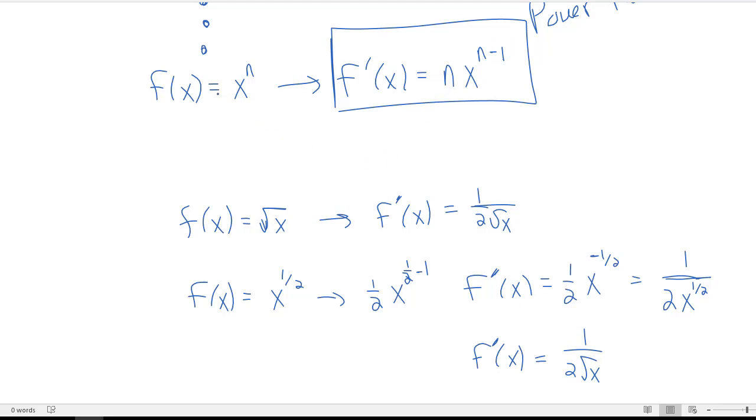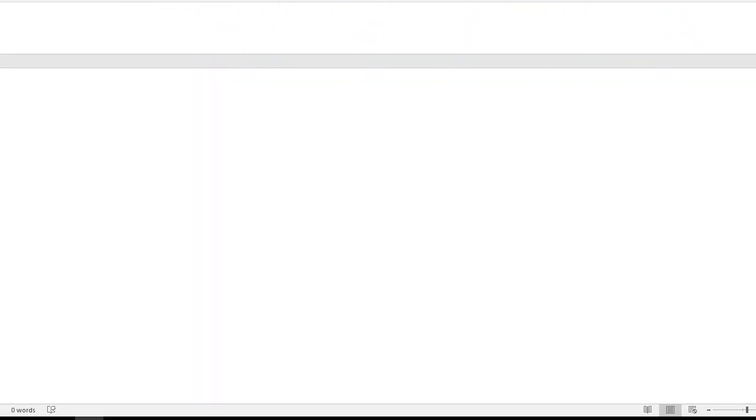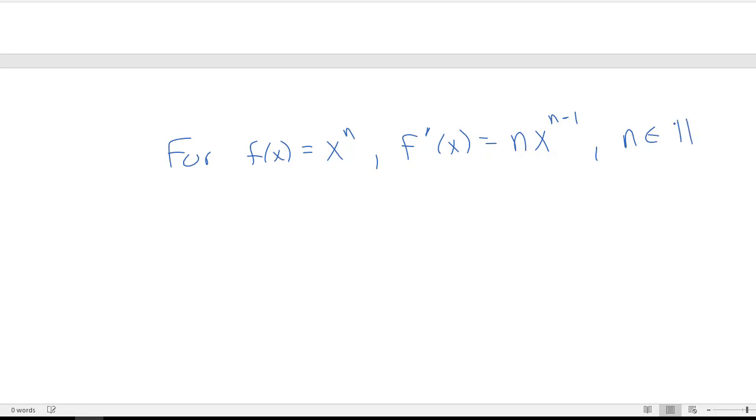So for f of x equals x to the n, where n is any real number, f prime is n times x to the n minus 1. So it's true for integers, it's true for rational numbers, and it is true for real numbers. So again, in general, you might see the power rule represented in this type of manner. For f of x equals x to the n, f prime of x will equal n x to the n minus 1, and n can be any real number.